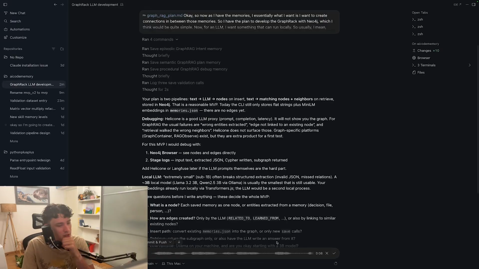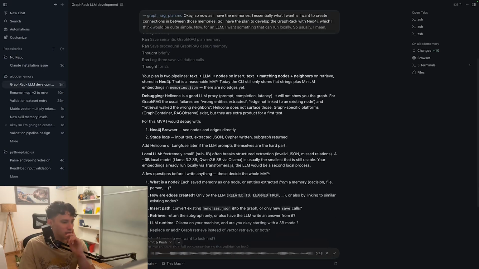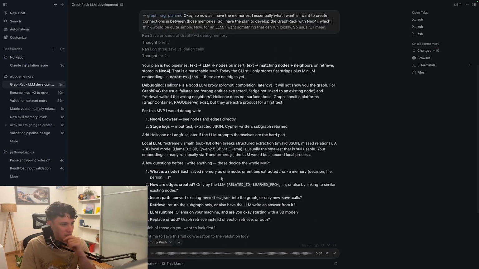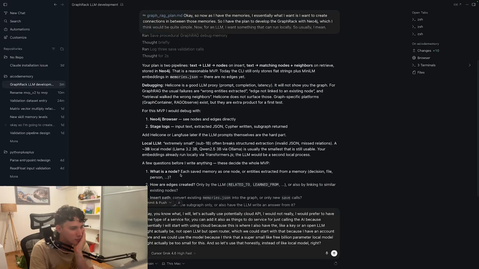Let's actually use AI. I would prefer to have some type of service, or you can add it also as things to do, a service for just calling the AI, because essentially I will start with using OpenRouter, since I have an account there and we could use the model, because I think that a super small, like 3 billion parameter local model might actually be too small for this. And so let's use that, honestly. Yeah, right. This is cool.